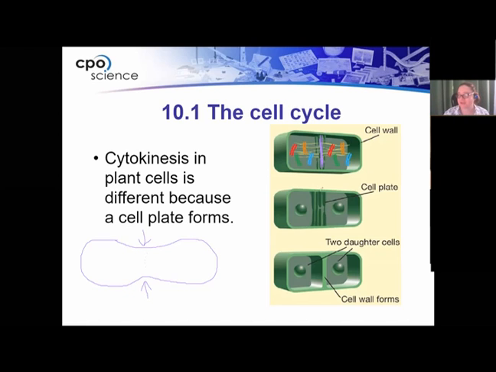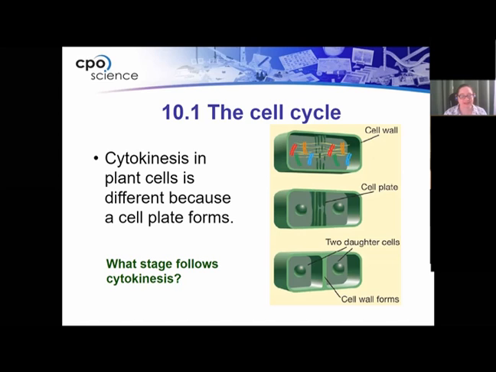Okay, so the cell wall grows in the middle, the cell plate, and then it makes your two daughter cells. I'm going to clear my extra drawings, get rid of that, and move on. Okay, who knows what stage is after cytokinesis?